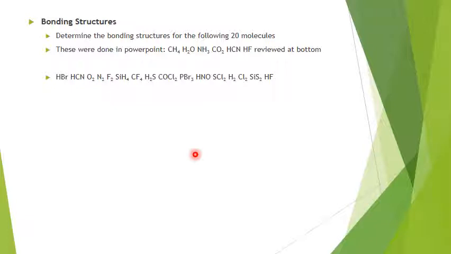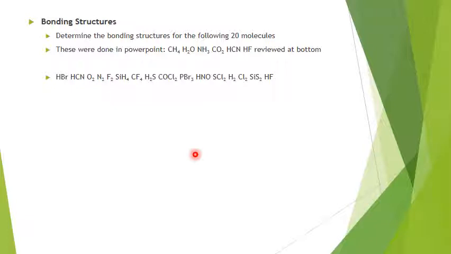on this PowerPoint. So what I'm going to do is go through the I think 19 or 20 covalent molecules that I gave you, come up with their structures, and do it step by step.